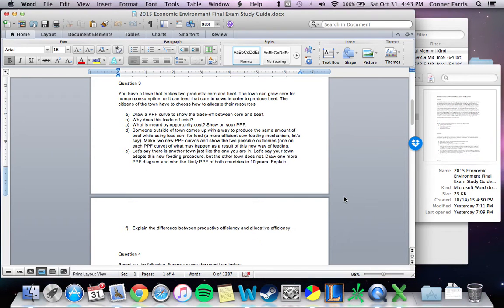So let's say another town you were in. Okay, it's just about the same, except we get to draw one town that doesn't have a technology increase and one town that does. Explain the difference between productive efficiency and allocative efficiency.